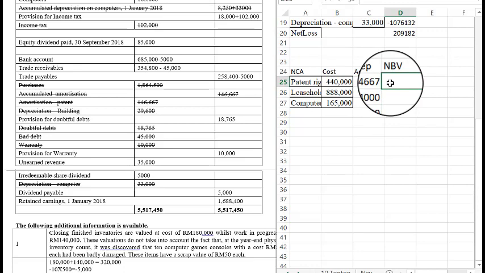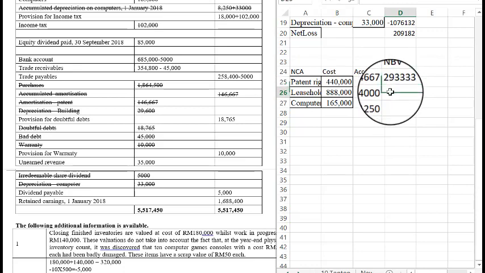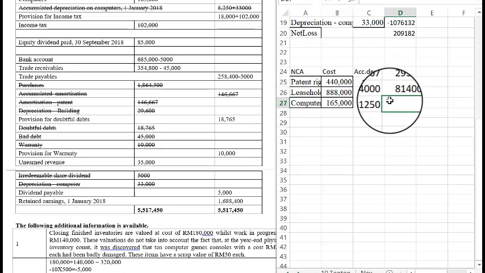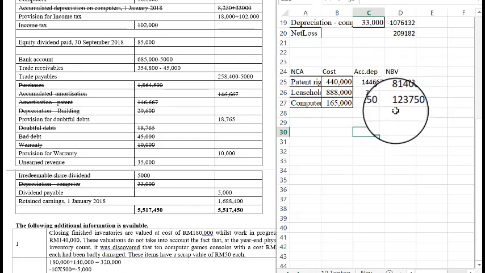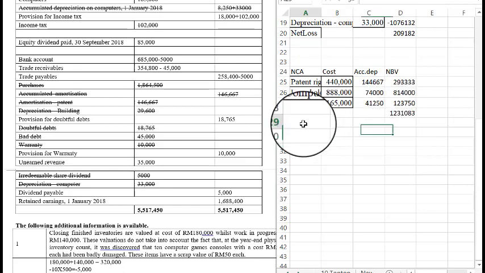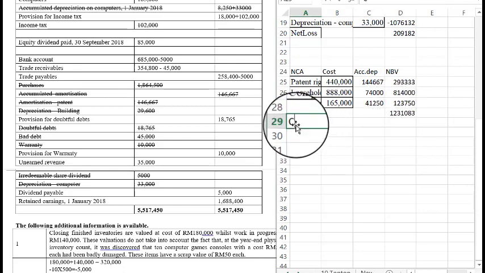So this one, the net book value you have will be 293,333, and this is 814. And here computer you will have 123,150. So total 123,1083. Now next you have your current assets.